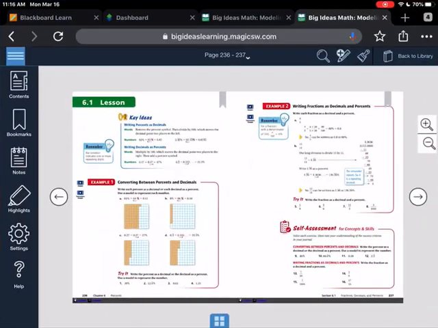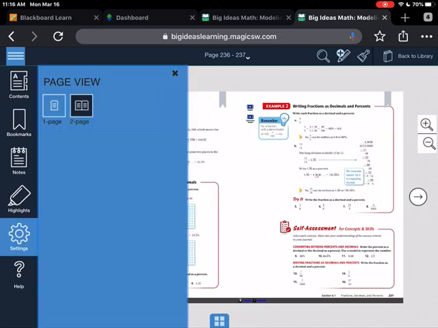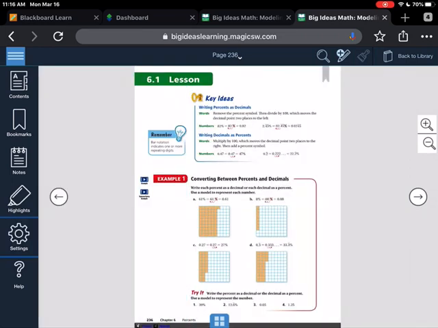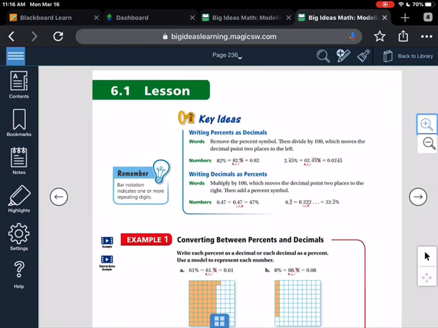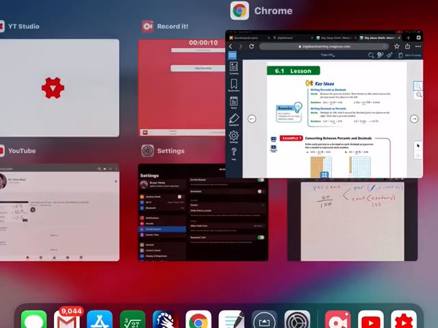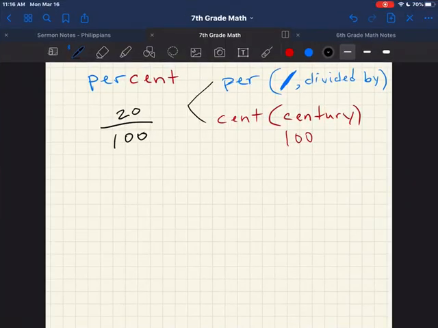Okay, so let's look at what the lesson wants us to learn. I do not like this 2-page view. I can't see it as well. So this is very simply, we're going to be multiplying and dividing by 100 in order to convert. So what it wants us to do is, as we see here, 82%. Let's go back. So let's look at just 82%. 82% is the same thing as 82 per 100 because that's what percent means. So 82 per 100 is the same thing as divided by 100.